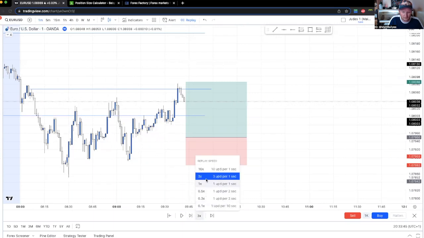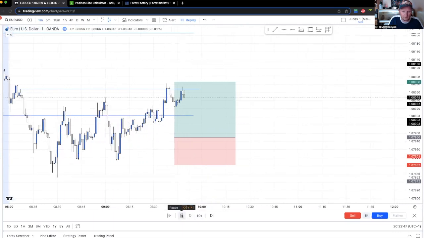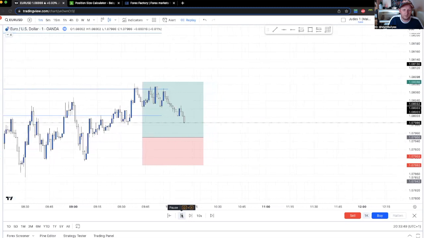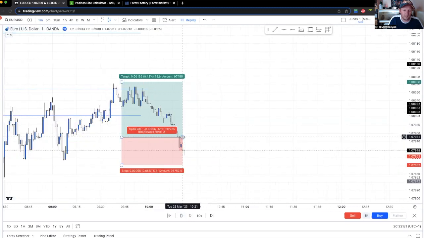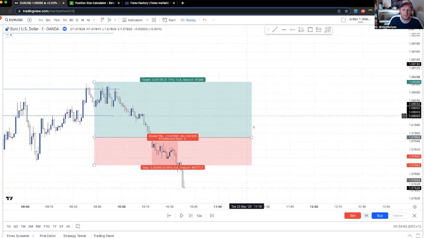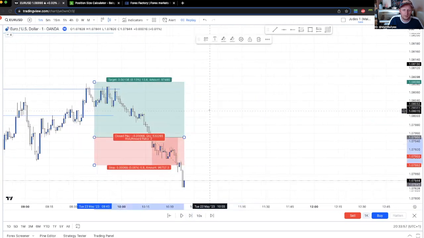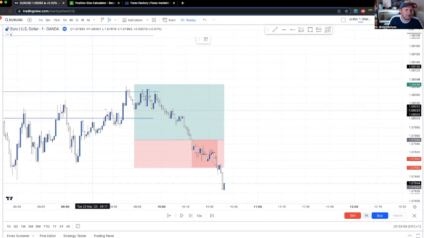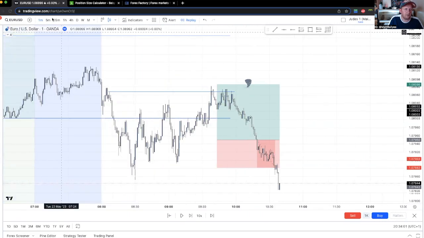I'm not quite sure how this one's going to play out. This is a bit of a gamble, this one. It may even leave without us. Okay, so just tag this in right there. Quite strong going down, so yeah, it's taking us out. So if we had taken this trade, I'm not going to cheat myself, I'm going to put a loser right there.